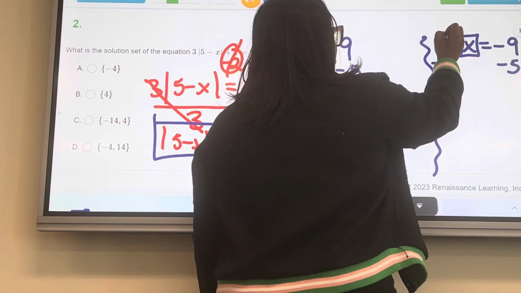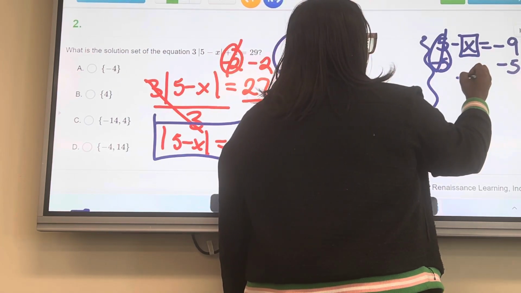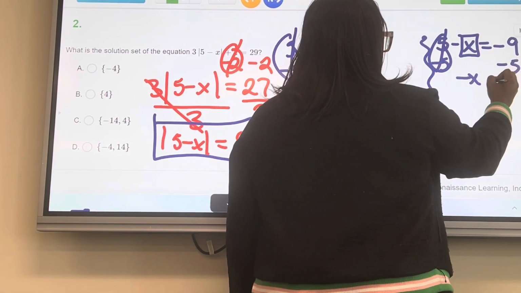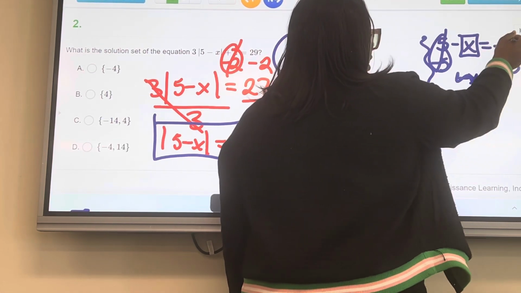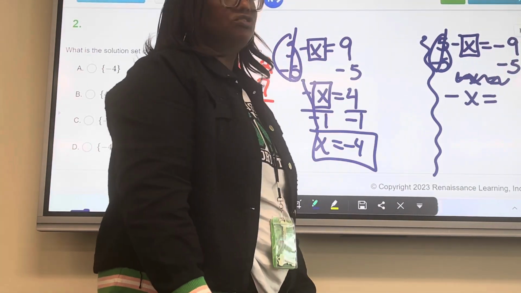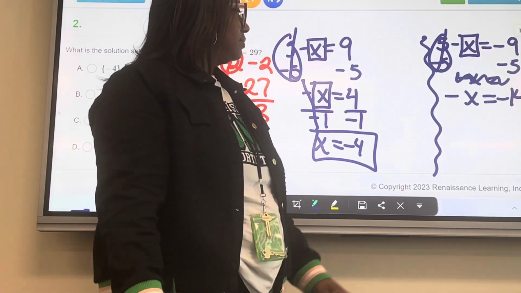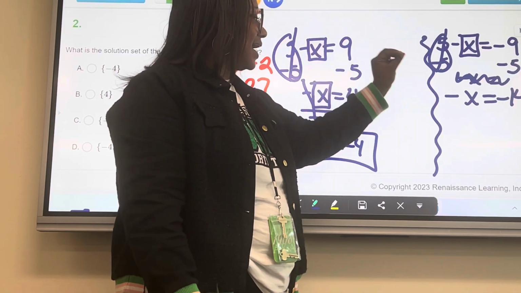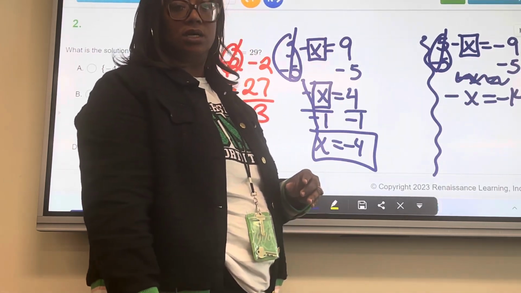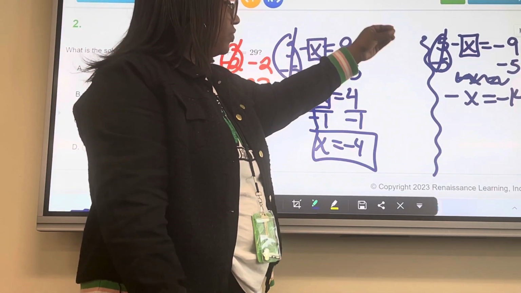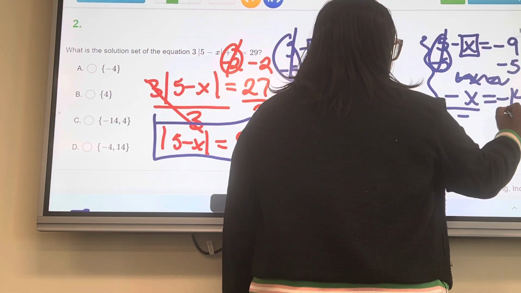5 minus 5 is 0. It cancels out. So now I'm left with minus x or negative x equals, I probably shouldn't write that right there, minus x equals negative 9 minus 5 gives you minus 14. Okay? Now I ask myself the question, what's happening to x now? Well, right now this looks clearly like negative x equals negative 14. So how do I get rid of that negative? Well, the negative is being multiplied by x, so I'm going to divide by a negative on both sides.